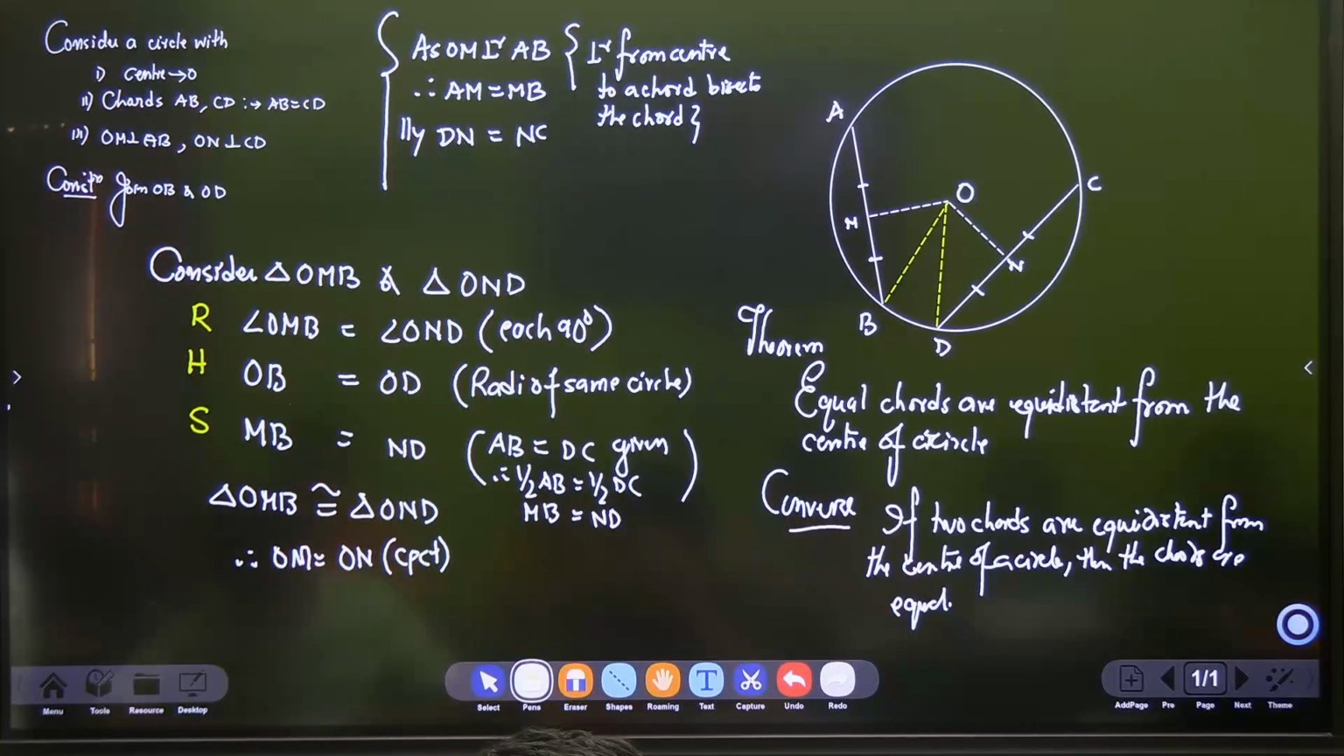This is congruency. You have studied congruency in class 8, congruent triangles. This is the symbol of congruency: equal followed by a wave on top. If you don't have your figure, what are you writing?